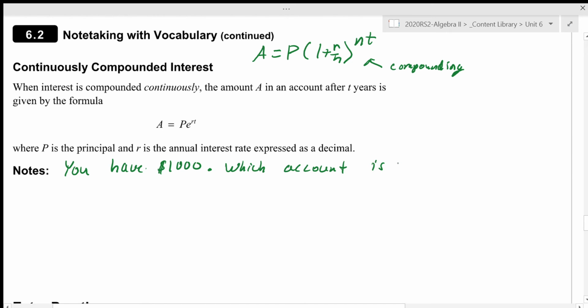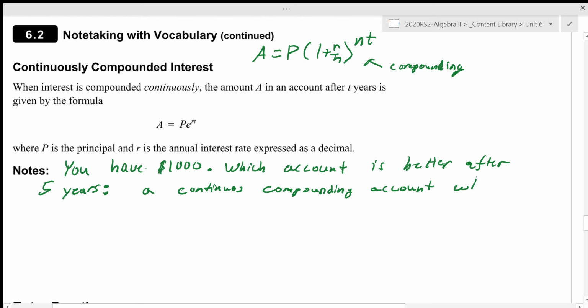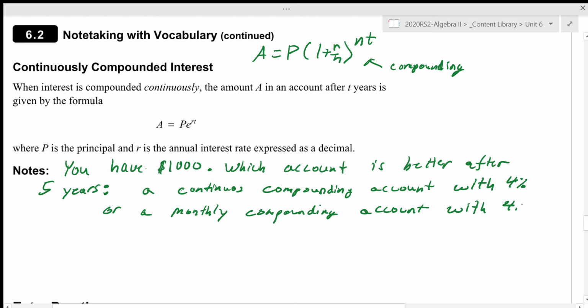Which account is better after 5 years? A continuous compounding account with 4% interest, or a monthly compounding account with 4.2% interest.